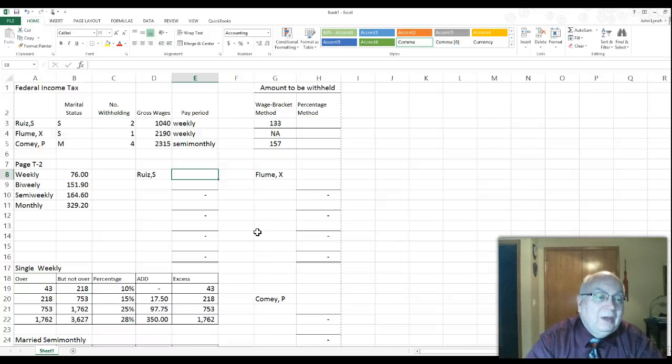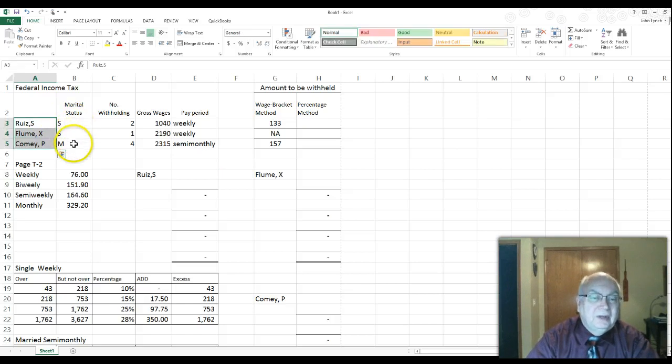Hello again. We are going to go over the federal income tax, some of the more complicated aspects of it, what people are having trouble with anyway. I have just picked a few examples out of the book, and I'm not going to do the whole problem. Like the first one, I think it's 43B or something to that effect, where I picked three individuals. Two of them are single, one's married, with two withholdings, one withholding, and four withholdings, and there's a gross pay, and how they're paid.